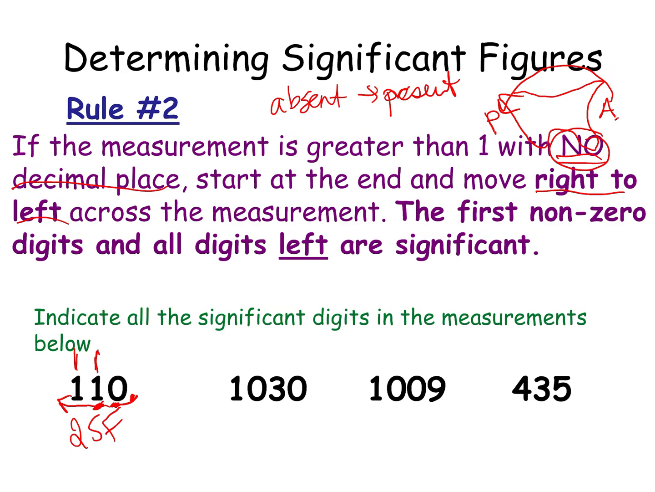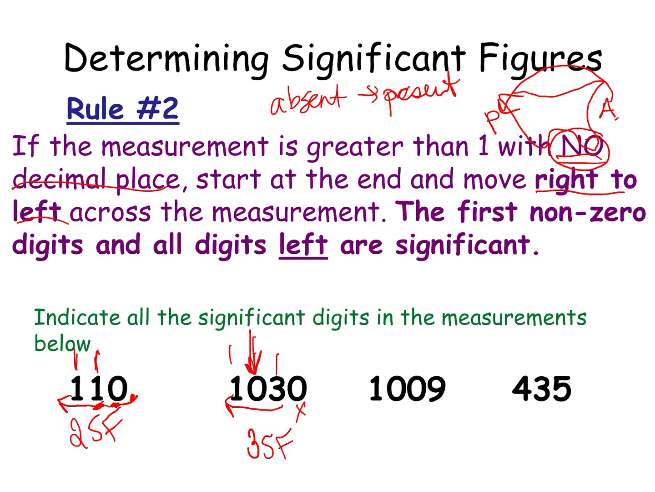Okay? Next number. Start where the decimal place would be. I'm going to move from right to left. Skip this. This is non-zero. Count it and everything else to the left. 1, 2, 3. Now notice that this 0 is considered significant. That's because it's sandwiched between some non-zeros. So that means it's counting.